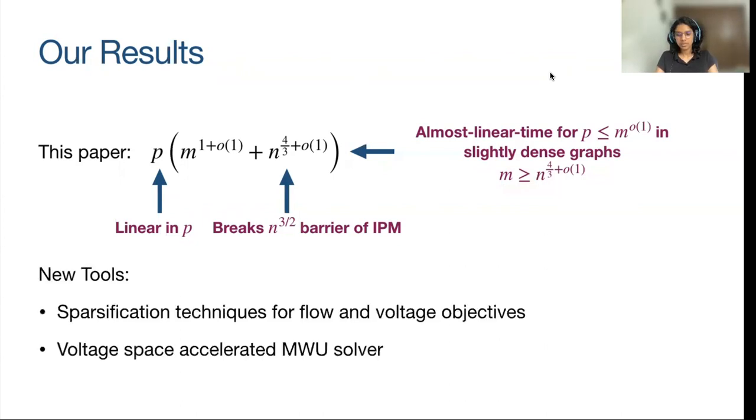The main tools we use are new sparsification techniques for flow and voltage objectives. And we have a new voltage space accelerated multiplicative weight solver. If you recall, the previous one from our previous result only works for flow spaces and has an exponential in P dependence.